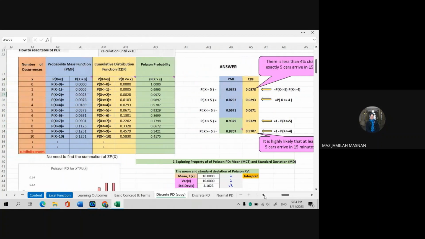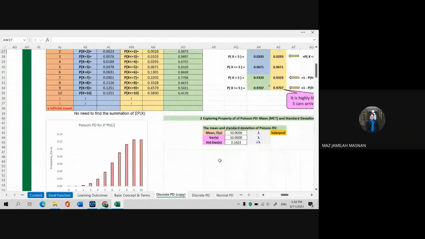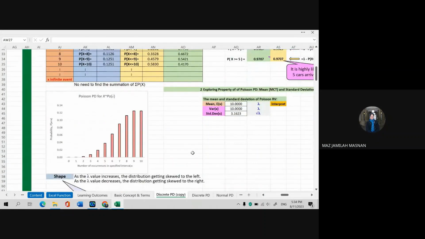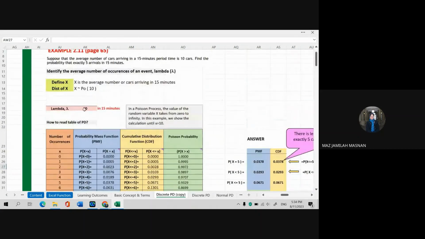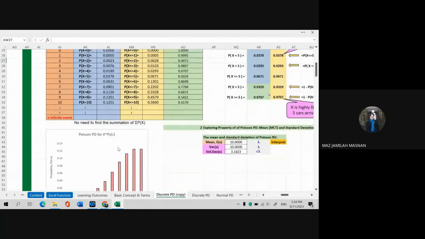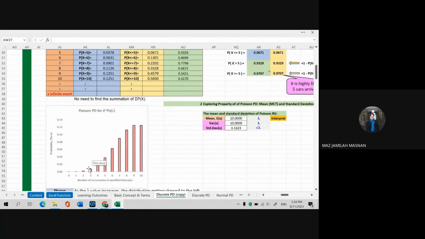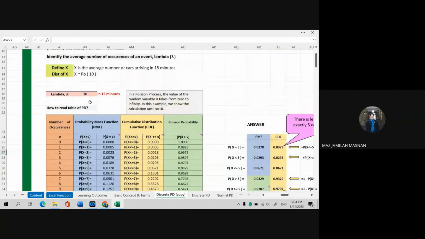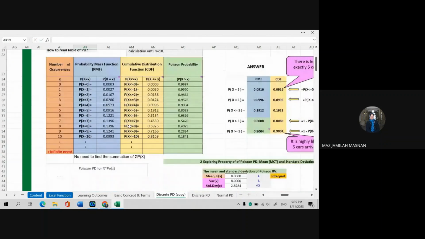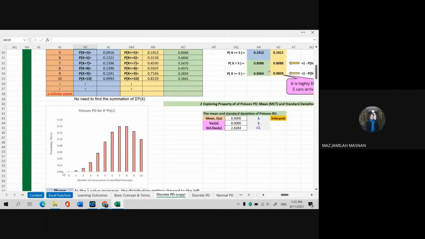Now, if you are looking at your distribution or bar chart of the number of occurrences in a specified interval, in this case we are talking about the average of 10 in 15 minutes. So this is how the chart looks from 0 until 10. If you change the value of the mean, for example into 8, so what happened? It becomes this way.